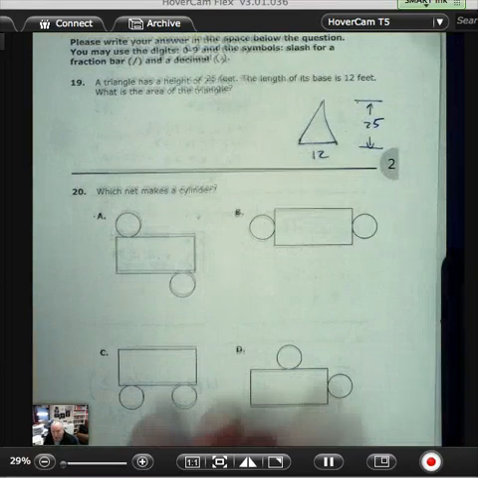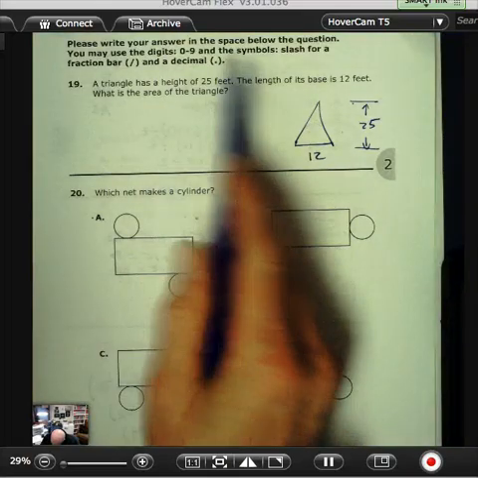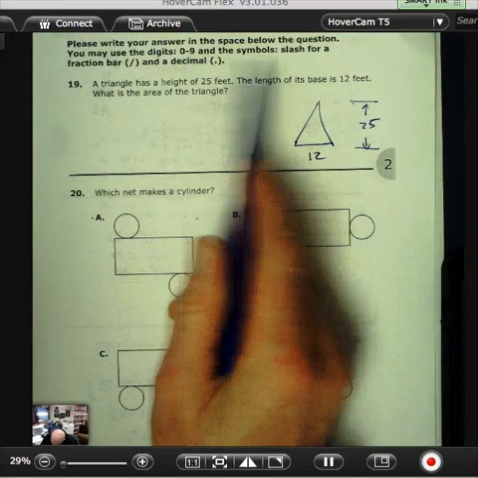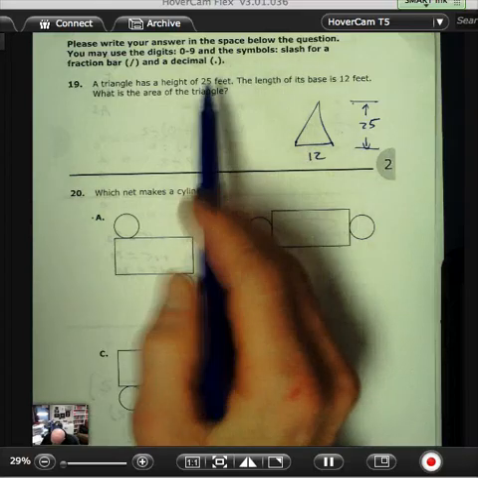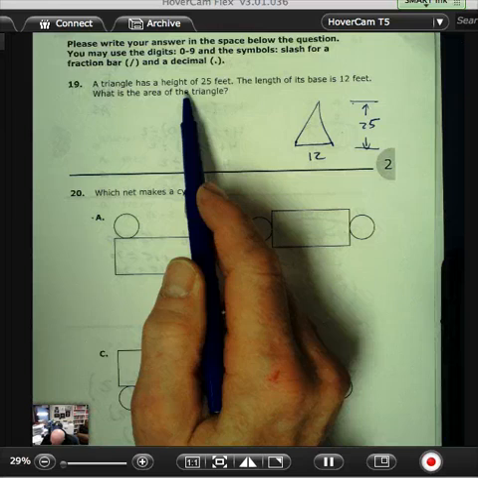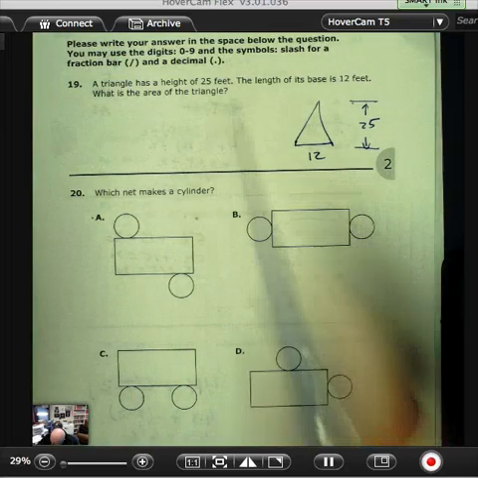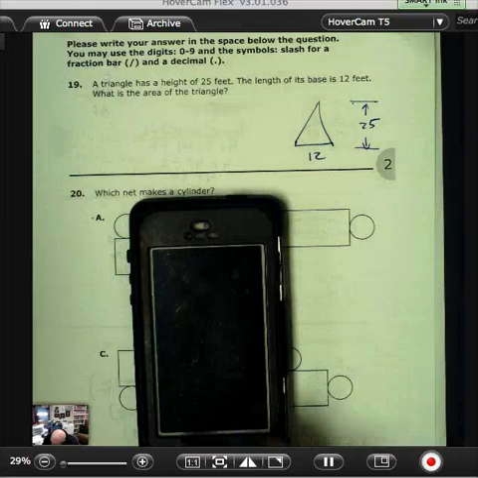This one here I drew out for you. Please write your answer in the space below. You may use the digits 0 through 9. This is a gridded response, but we don't have that, so we'll just solve the problem. A triangle has a height of 25 feet. I showed the height over there. It has a base of 12. What is the area of the triangle?